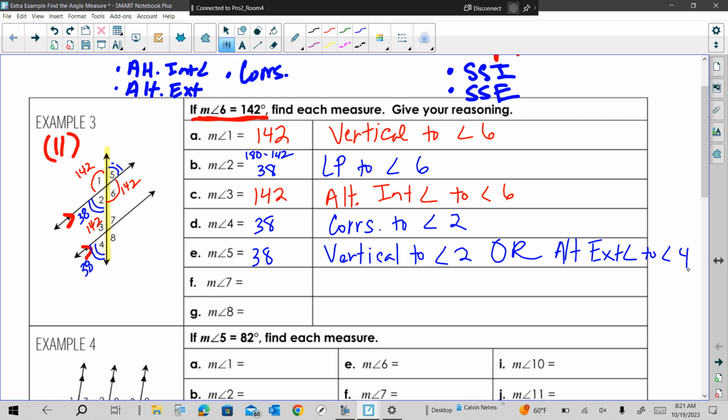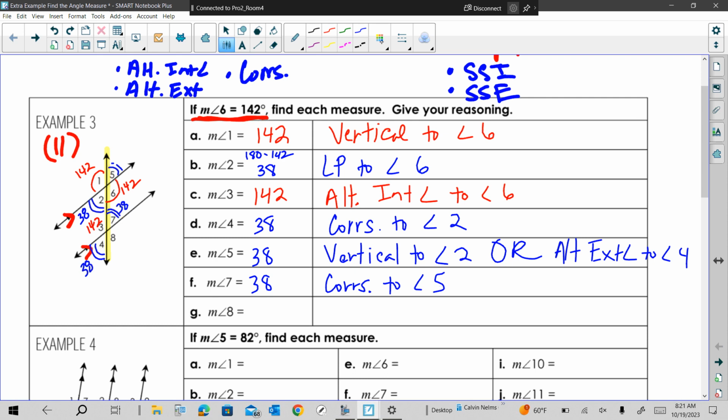Now, angle 7. Angle 7 is also going to be 38. Okay. What could be our reason to just know that measure? John Mark? Corresponding. Good. Corresponding. And I'm just going to abbreviate corresponding, CORS, to angle 5. And if they're corresponding, they're going to be congruent.